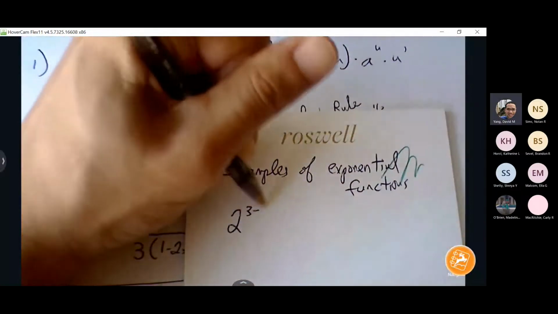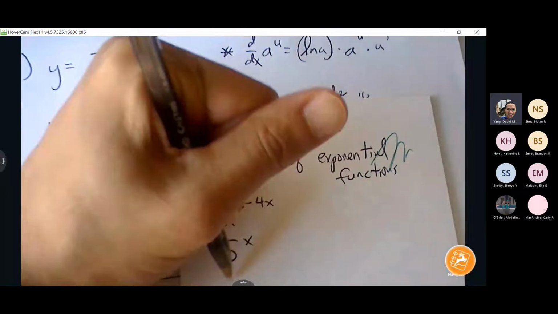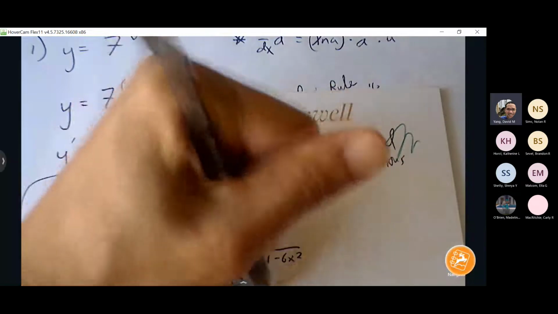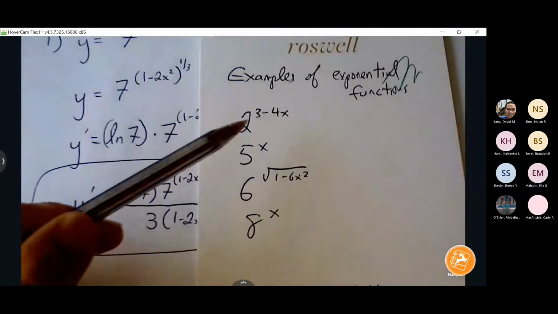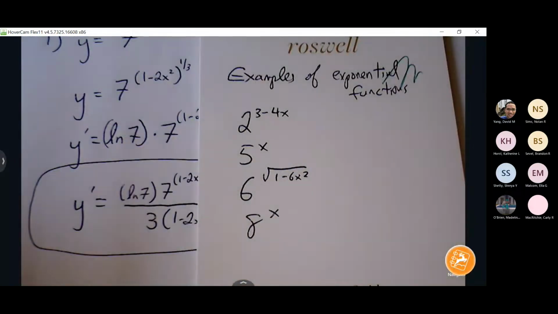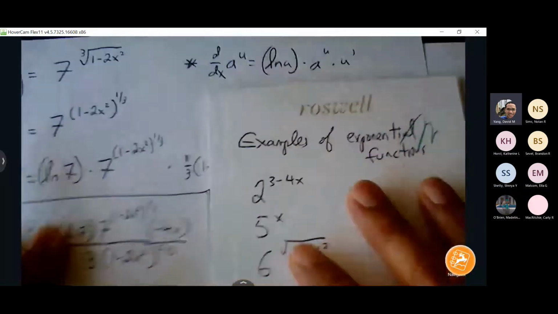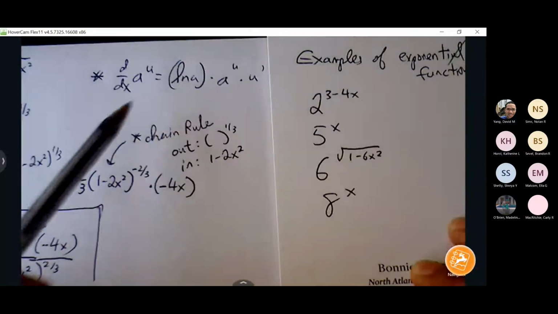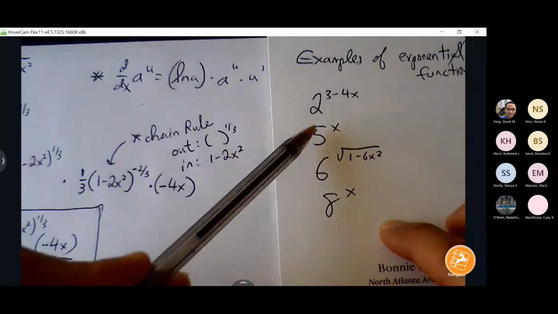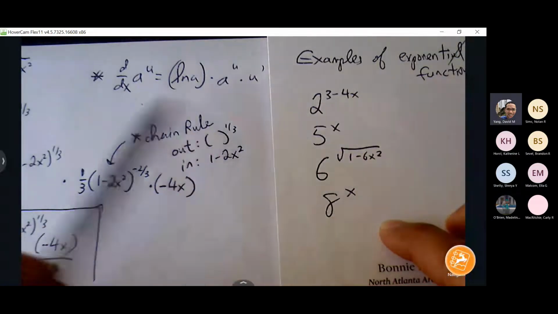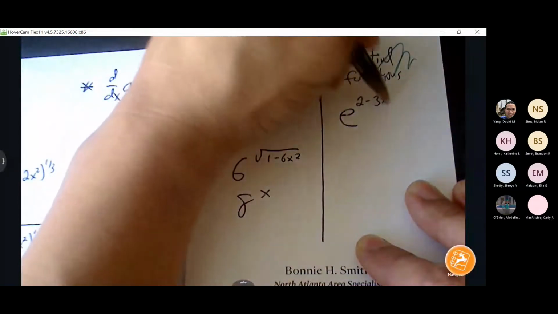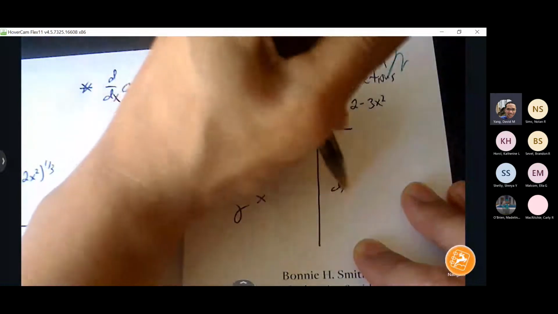So 2 to the 3 minus 4x, or 5 to the x, or 6 to the square root of 1 minus 6x squared, or 8 to the x. These are all exponential functions, and they all use the same derivative rule because they are exponential functions of bases other than e. For anything that starts with base e, like this, we use the rule for e to the u.